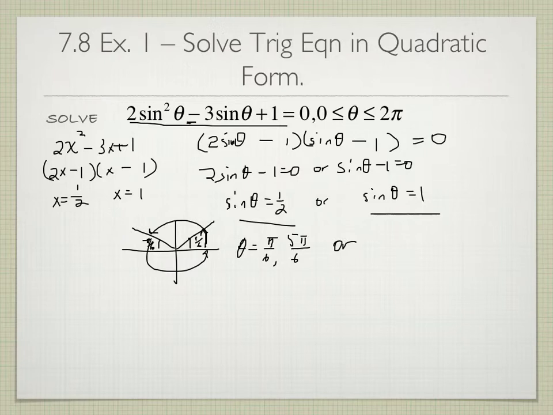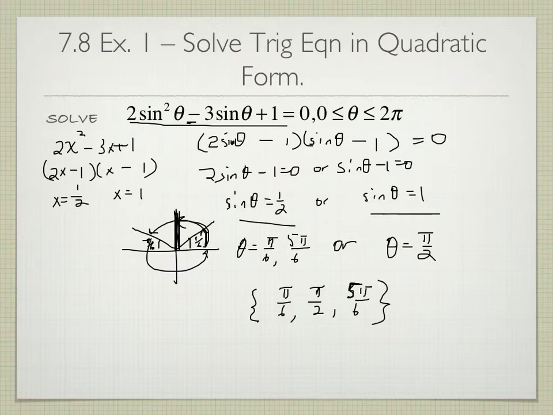For this equation, where is the sine of theta equal to 1? Well, sine of theta is equal to 1 at this line, at pi over 2, right? Sine of 90 degrees is 1. So theta is pi over 2. And now I just need to combine them. So my solution set is pi over 6, and I'll write these in increasing order, pi over 2 and 5 pi over 6. And that's my answer.